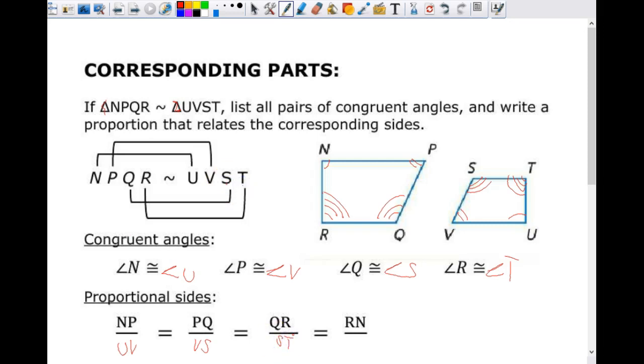This is the tricky one. Fourth in line, first in line. Fourth in line, first in line. So it's TU. It is not UT.